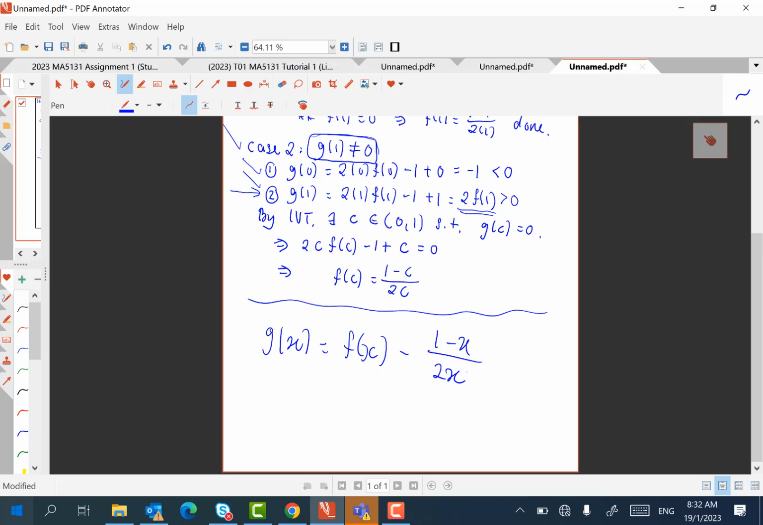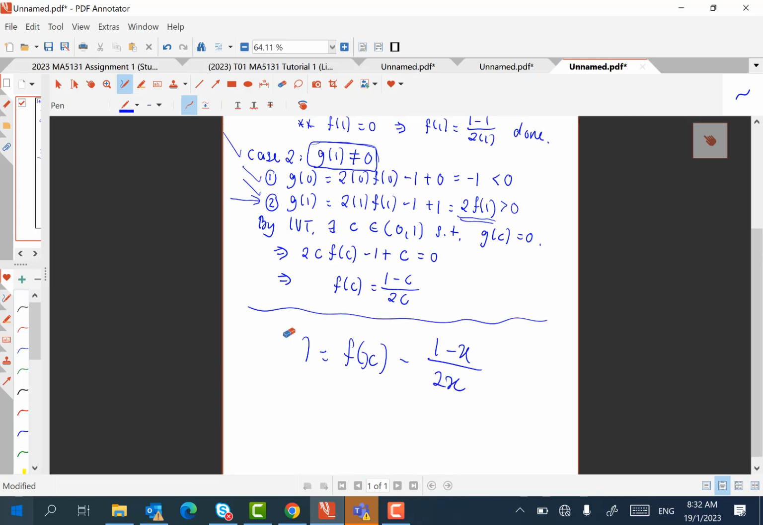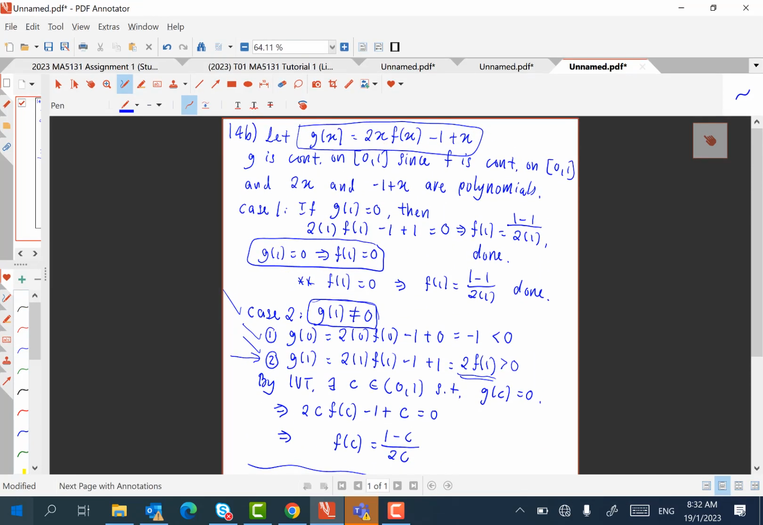But question 14A gives you an idea, because 14A provided you with a function. And 14B, you need a good pair of eyesight. It's instinct. Okay, that completes our 14B.